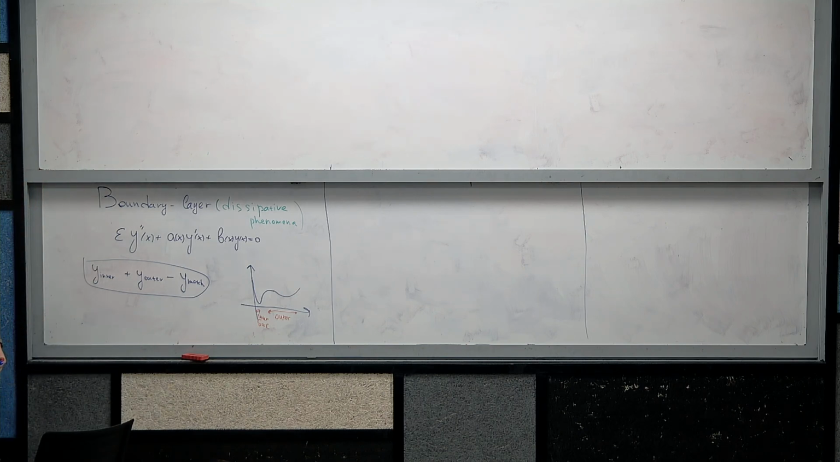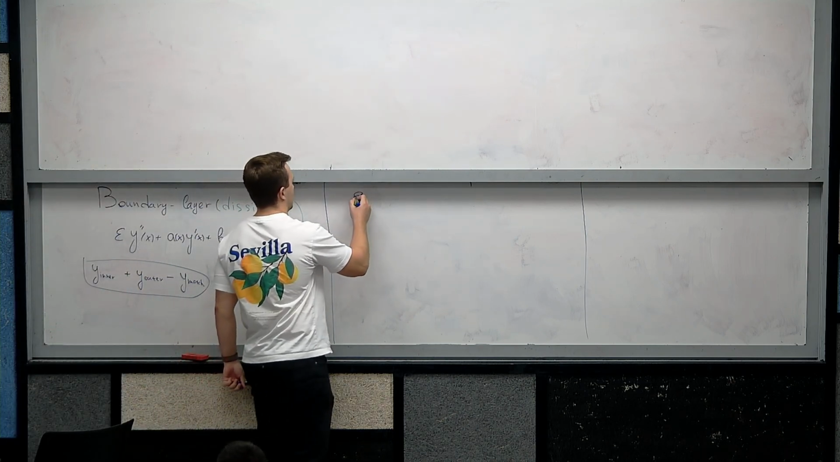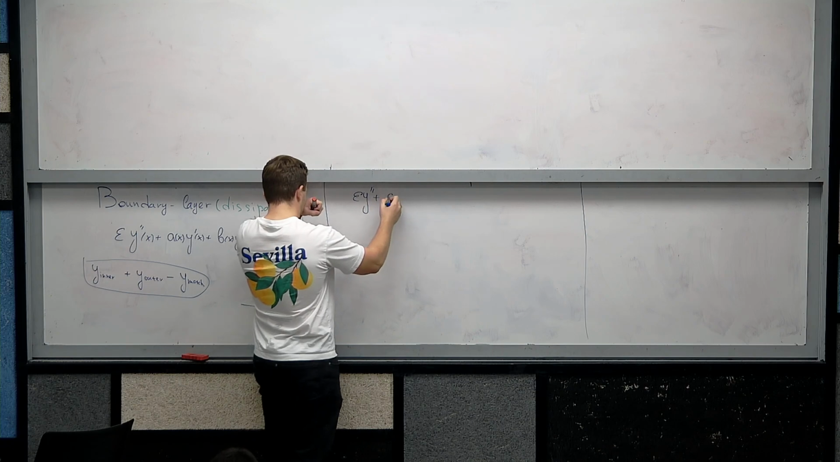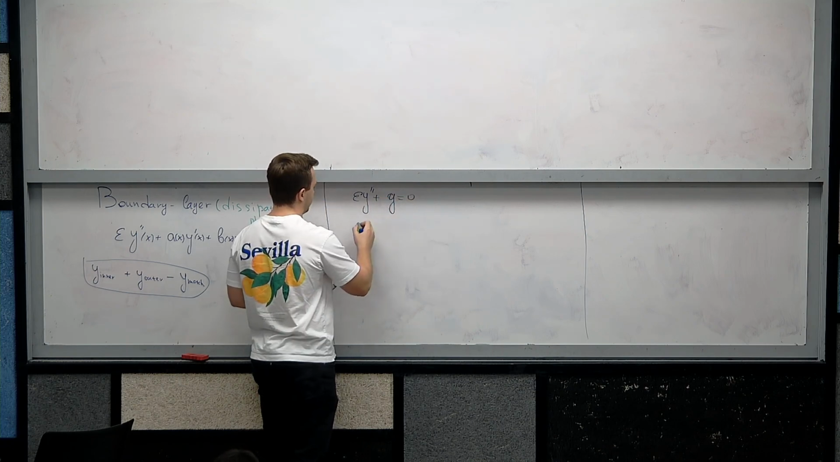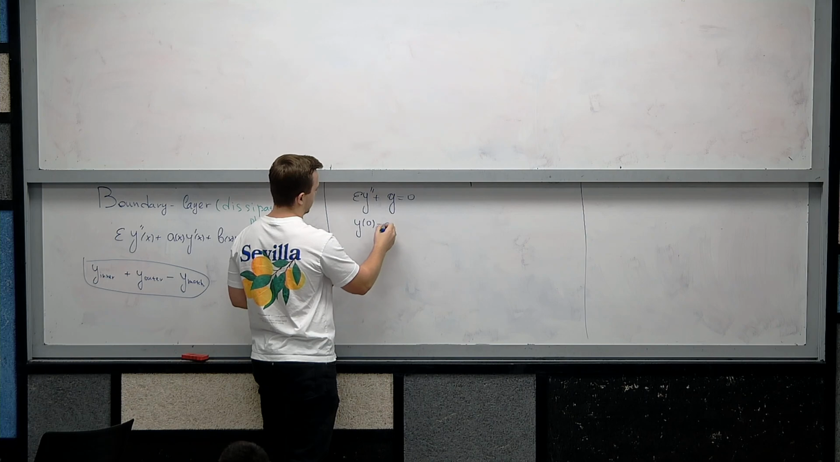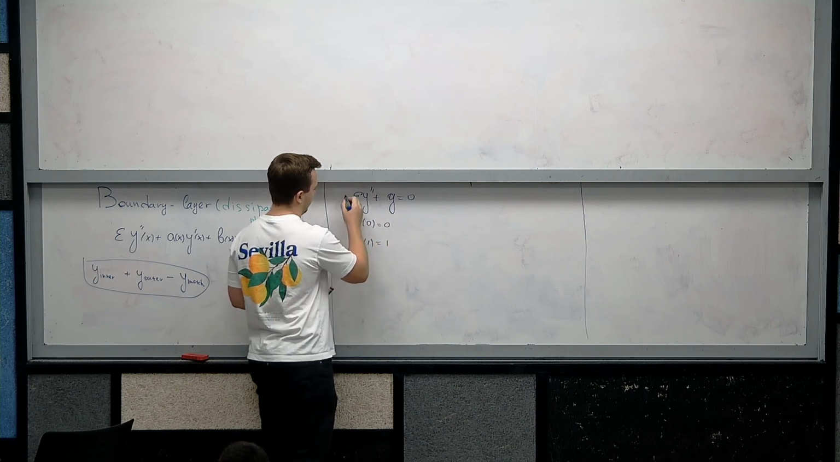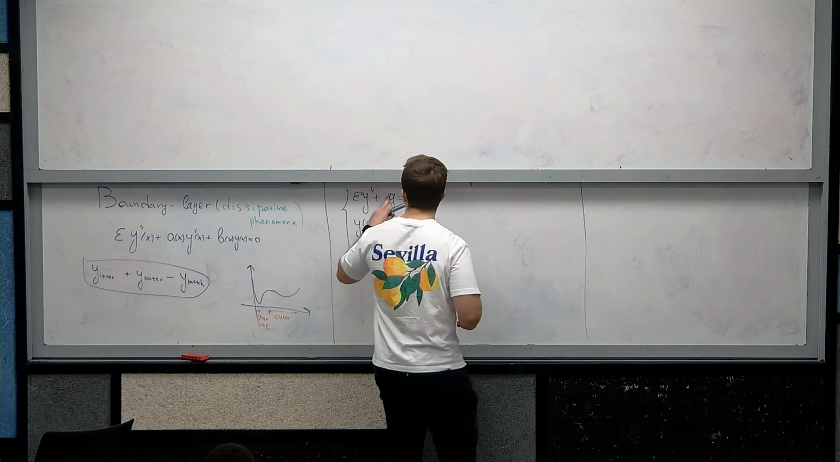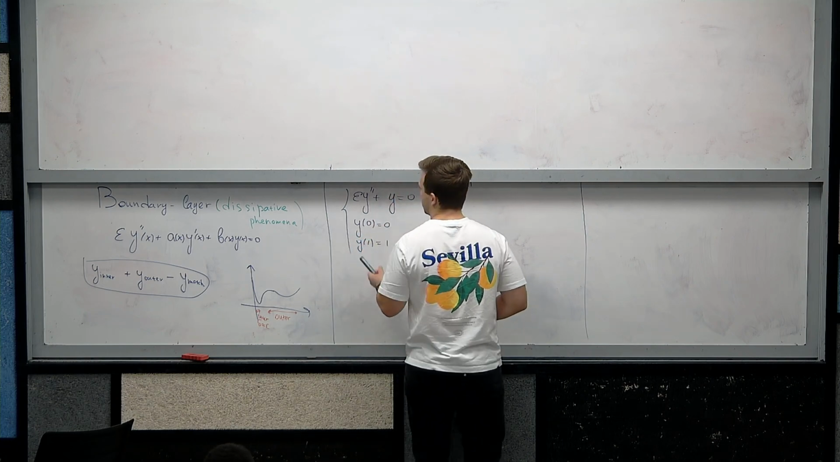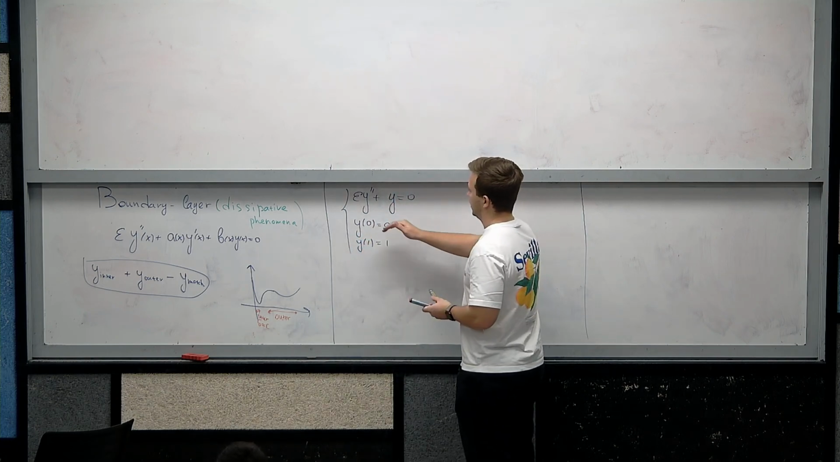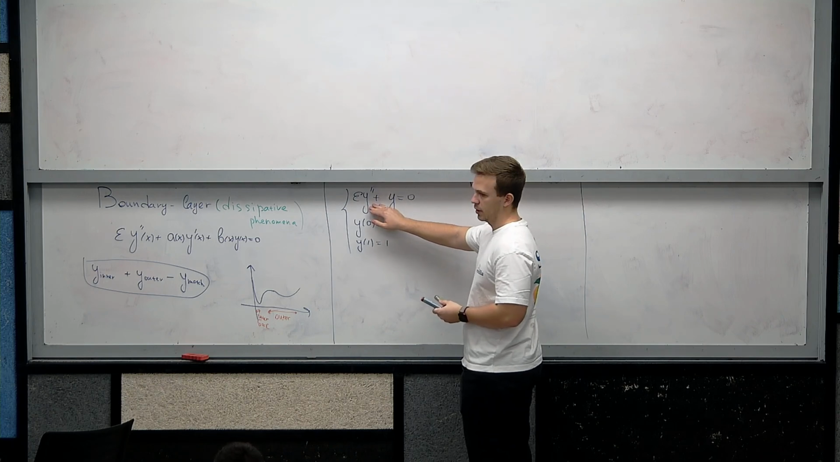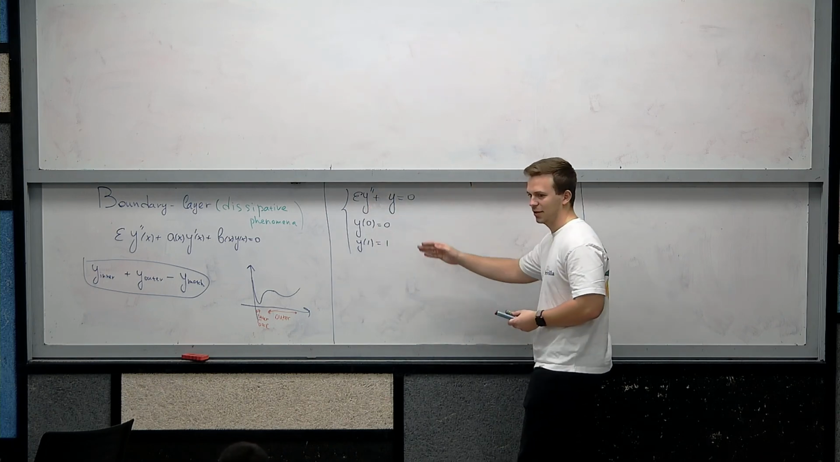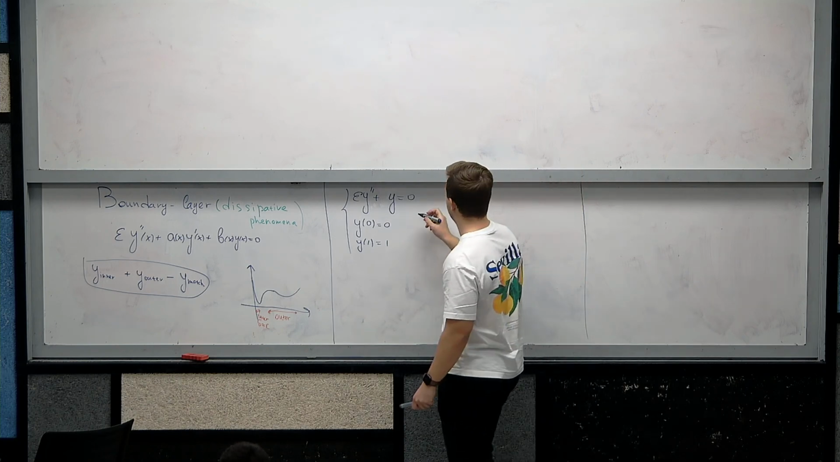But sometimes we can have a global breakdown. So let's have a look at this equation: epsilon y double prime plus y equals 0, with y of 0 equals 0 and y of 1 equals 1. First of all, this is a second order differential equation with constant coefficients. Therefore we know how to solve it exactly. Let's find the exact solution.